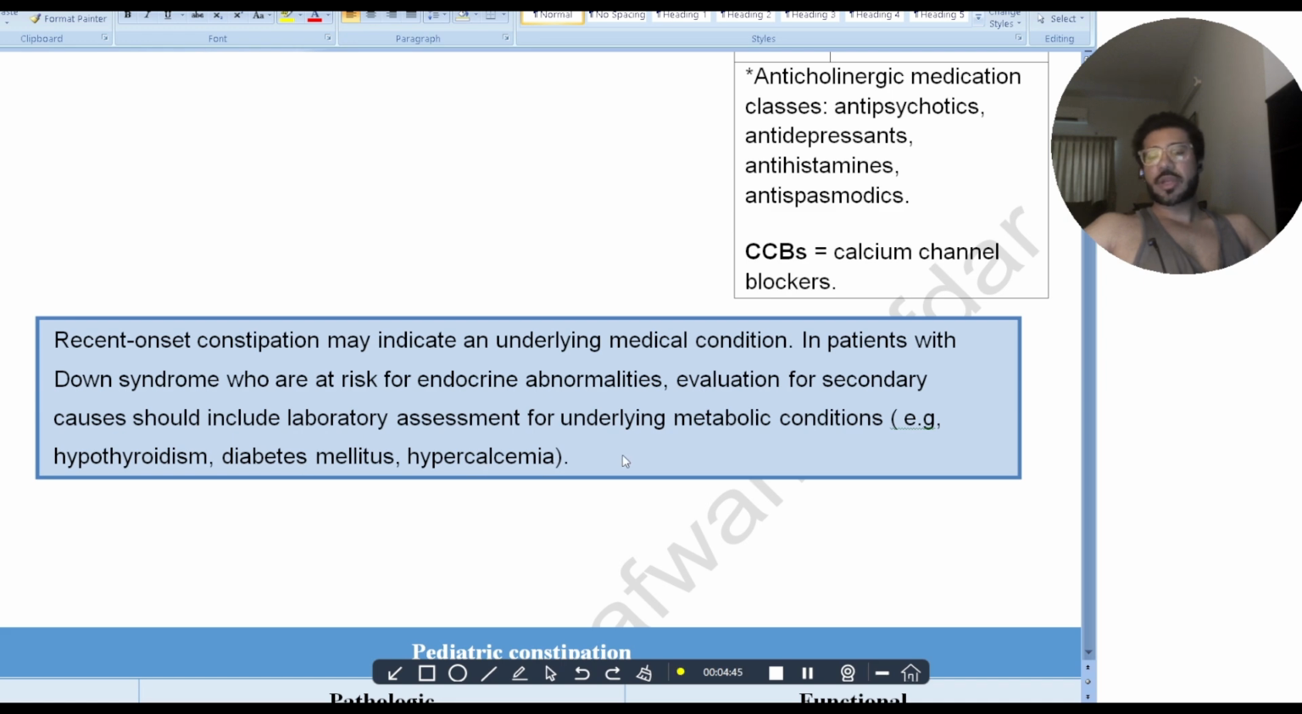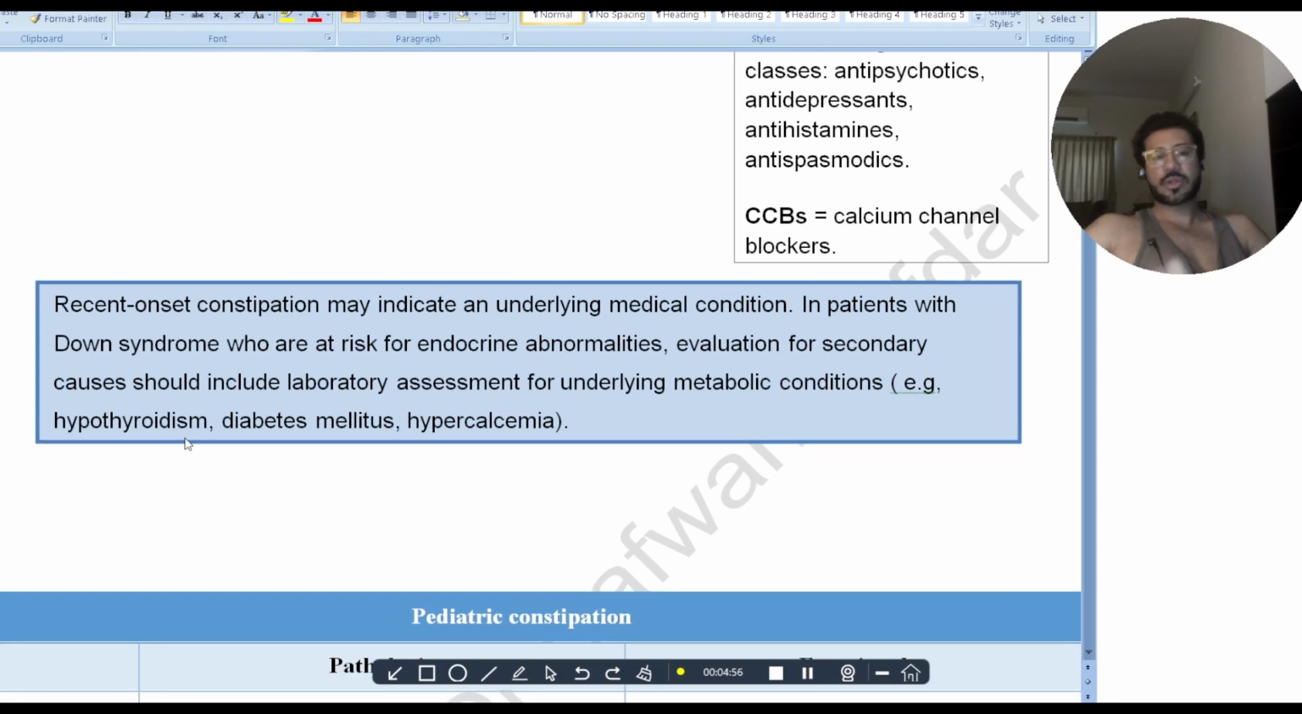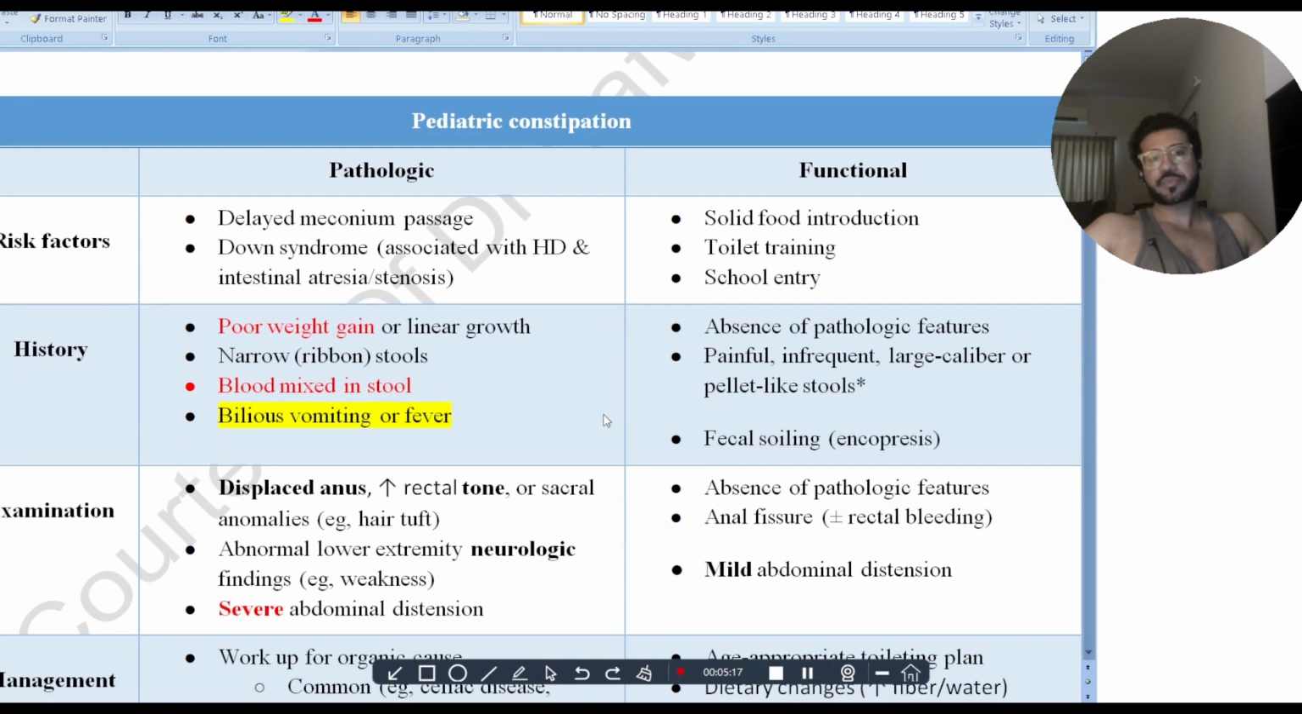So in a patient with Down syndrome who presents with constipation, you also need to rule out other things that are associated with Down syndrome that also contribute to constipation. Down syndrome is associated with diabetes, hypothyroidism, and hypercalcemia, and all these three are causes of constipation, so you need to rule them out before checking for any organic cause. So, in a patient with Down syndrome who has constipation, you need to rule out hypercalcemia, diabetes, and hypothyroidism.